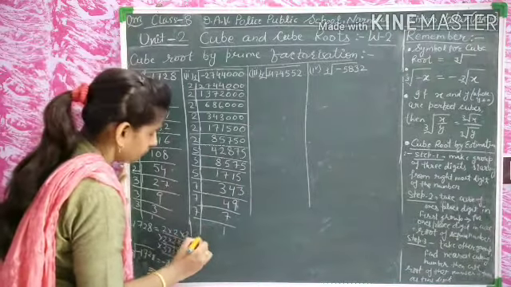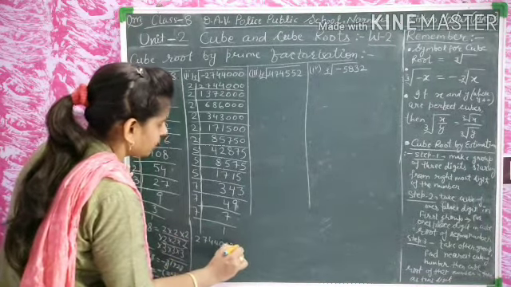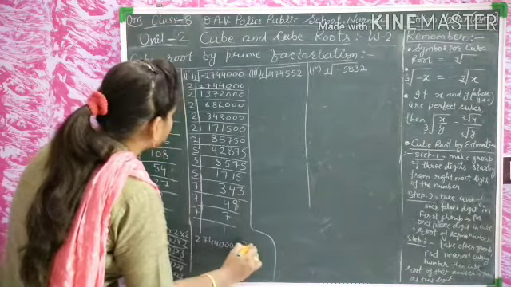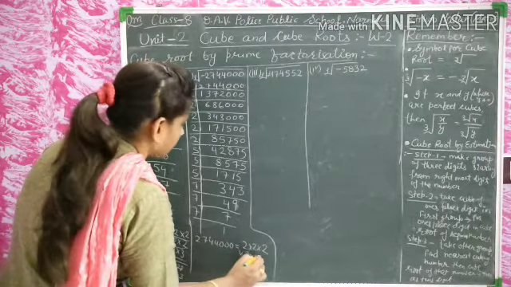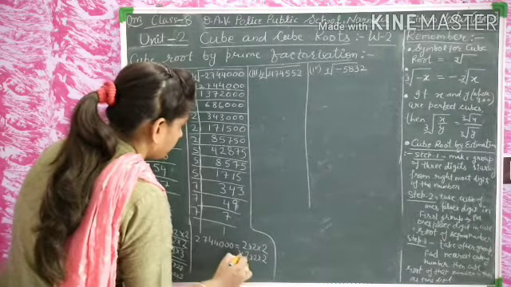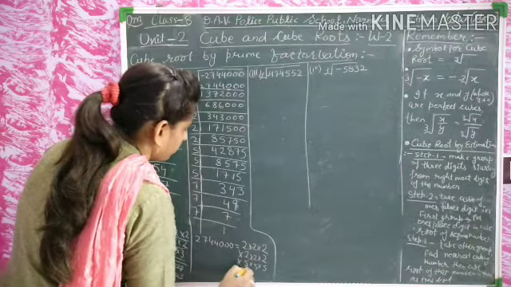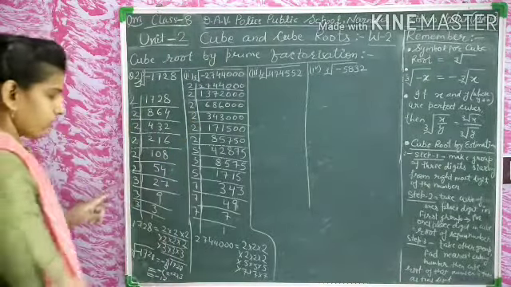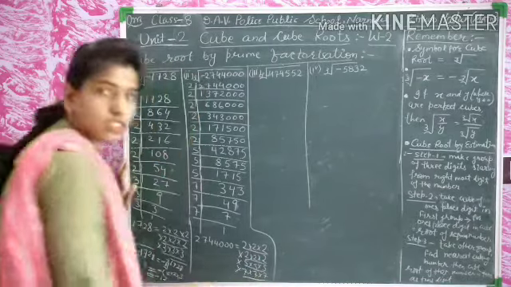So 2744000 is equal to 2 into 2 into 2 into 2 into 2 into 2 into 5 into 5 into 5 into 7 into 7 into 7. Okay students, now taking the triplets here. These are the triplets here.